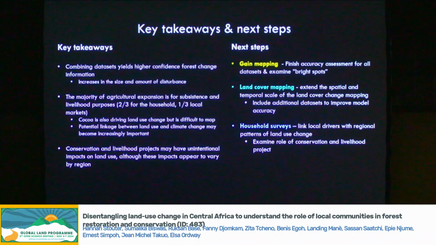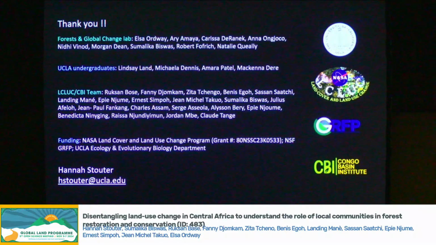For the land cover mapping, we want to extend the spatial and temporal scale of that map to cover the entire 300-kilometer boundary, and then include some additional data sets to hopefully improve the overall accuracy of this model. And then in terms of the household surveys, we want to link those local drivers with regional patterns of land use change by taking the delineated field information we have and combining it with the larger scale maps we're going to be making. And then we want to examine the role that conservation and livelihood projects play in influencing these kind of patterns of change.